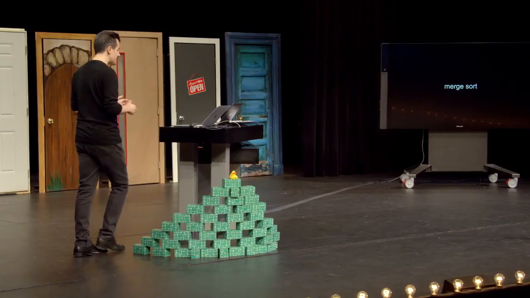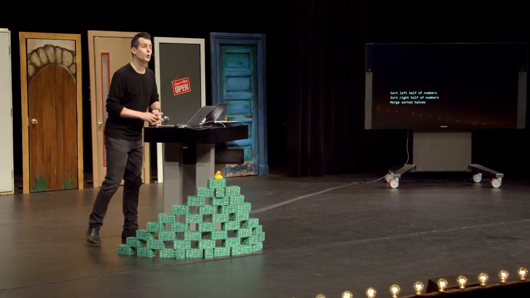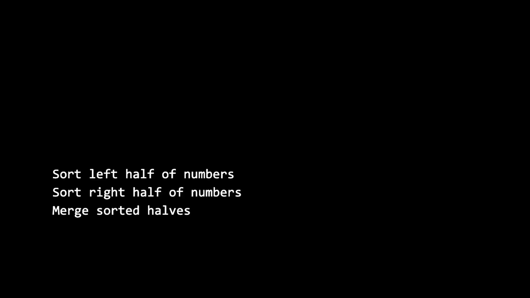And merge sort is going to be an algorithm whose pseudocode is, dare say, the simplest we've seen thus far, but deceptively simple. The pseudocode for merge sort, quite simply, is this. Sort the left half of numbers, sort the right half of numbers, merge the sorted halves.